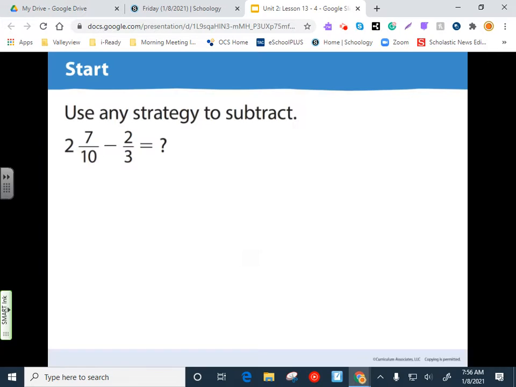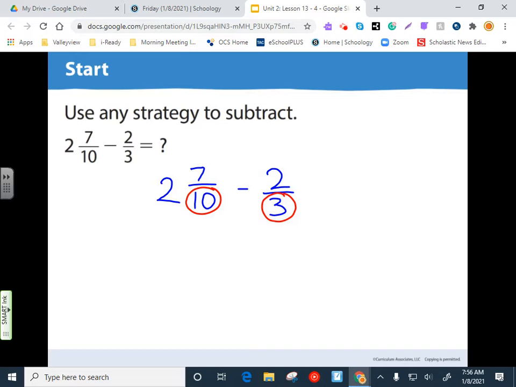Let's start with a warm up. And for this one, for example, it says use any strategy to subtract. Well, we'll just use the standard techniques we've been using. So let me rewrite the problem here. So we have a mixed number, 2 and 7 tenths. Mixed is when we have a whole number and a fraction together, and we're subtracting just a normal fraction. So first thing we always do with any adding or subtracting fractions is look at these bottom numbers, the denominators, and see if they're the same, and they're not.